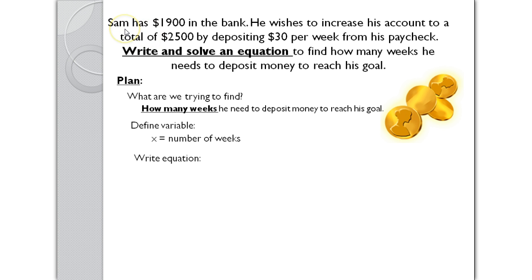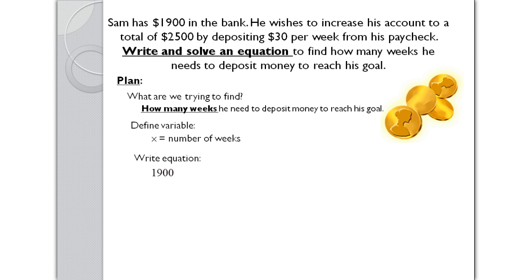My first sentence, Sam has $1,900 in the bank. Okay, that $1,900 is in the bank. It is not going anywhere. He is trying to save money. He's not going to be spending that. That is a fixed amount. It is in the account, present. So we have $1,900.